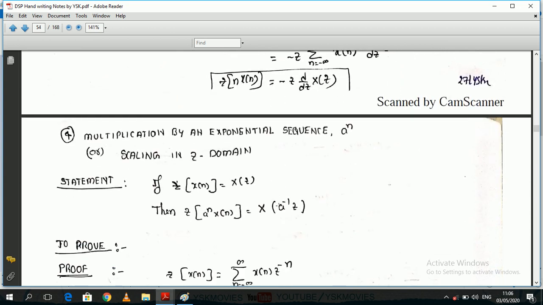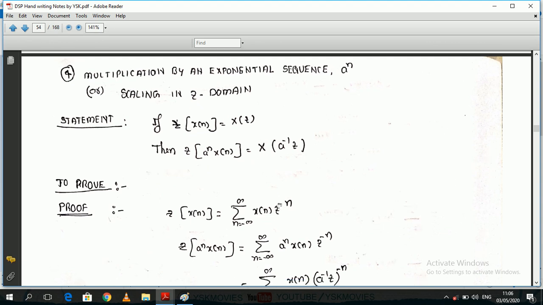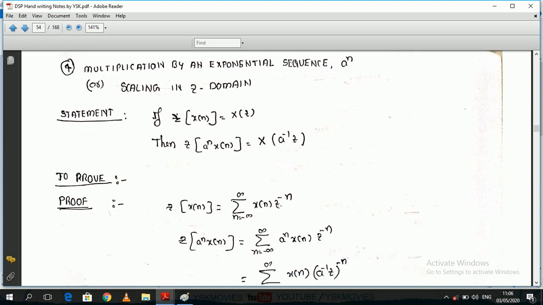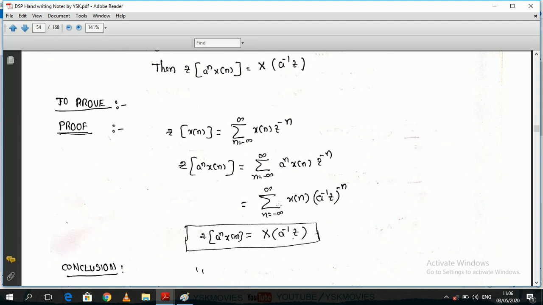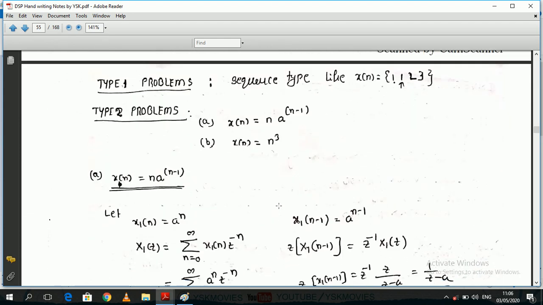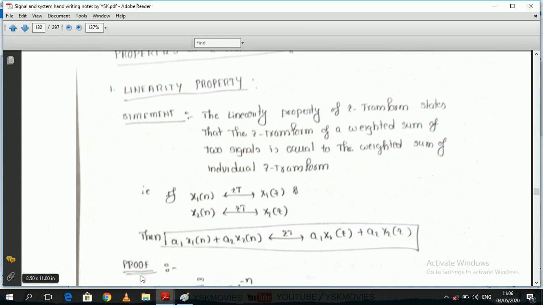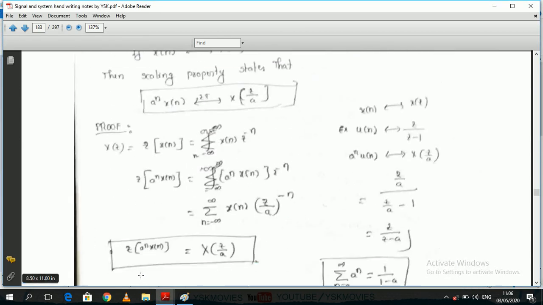These are some properties, and all the properties are available in my notes. I will forward them in Google Classroom. They are already uploaded, so you just download it and study it. So these are all about the z transform. Let's see some problems in the signals and systems notes. So these are some properties.